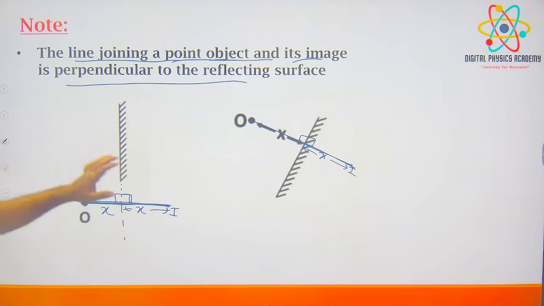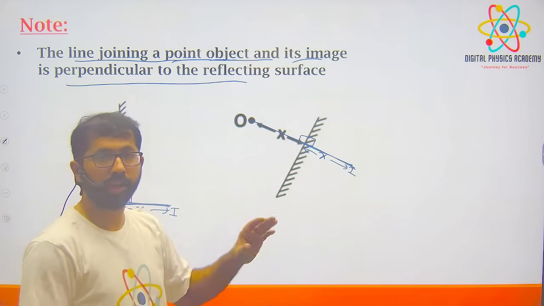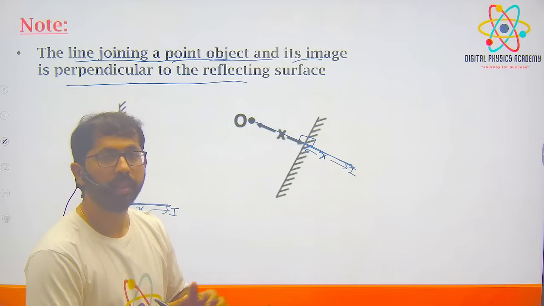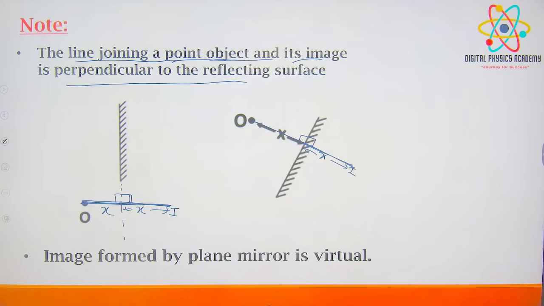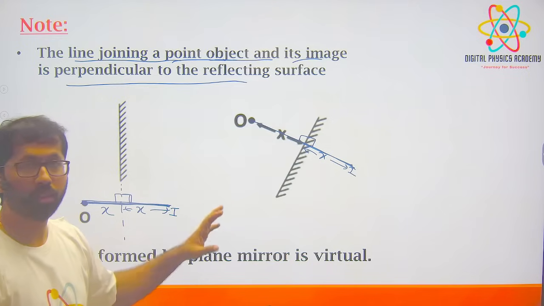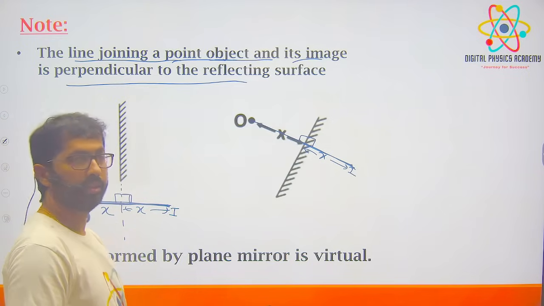Okay. And this image is nothing but which image? Virtual image, right? Virtual image where rays appear to meet, that they are not actually meeting, appear to meet. That's why they are called virtual image. So image formed by the plane mirror is always virtual. Appear to meet wala always virtual. Actually meet wala, reflected rays actually meet, that is called real image.